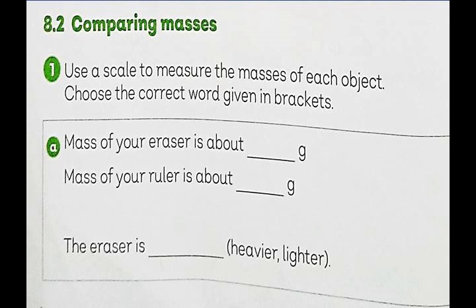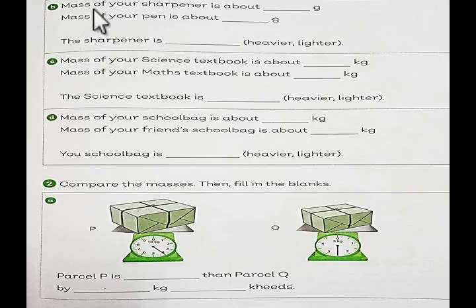Letter B, 1B. Mass of your sharpener is about... If you have a sharpener and a pen, how many grams is your sharpener and how many grams is your pen? Then is your sharpener heavier or lighter? And C, mass of science textbook. If you have a science book and a math book, write kilogram. So how many?